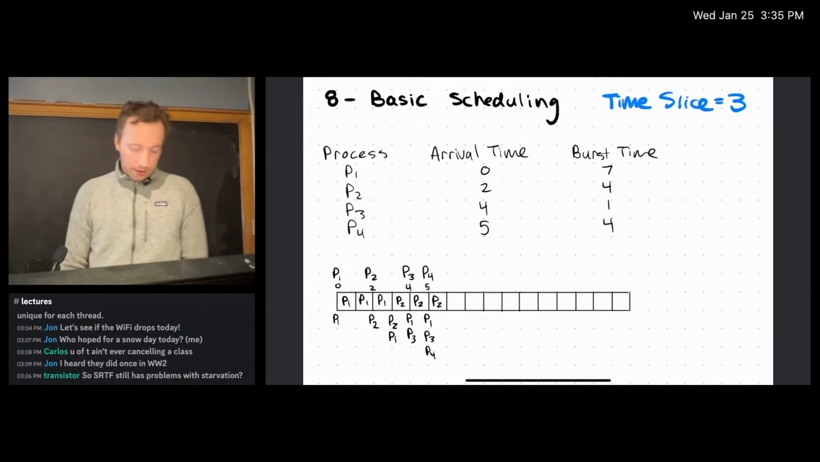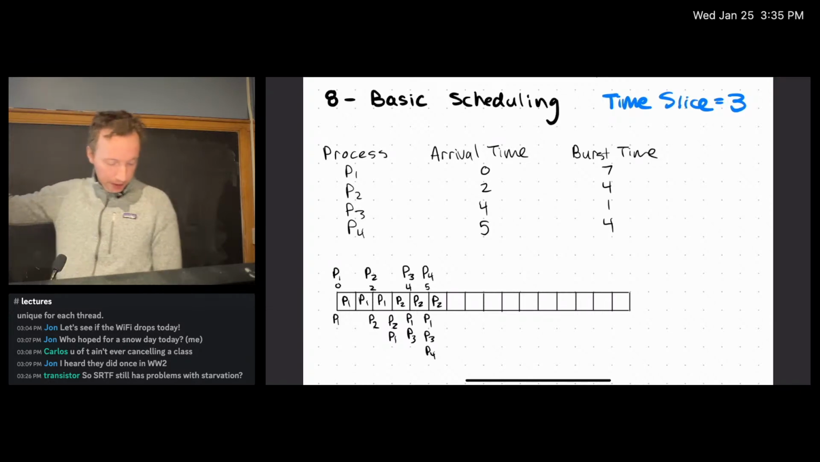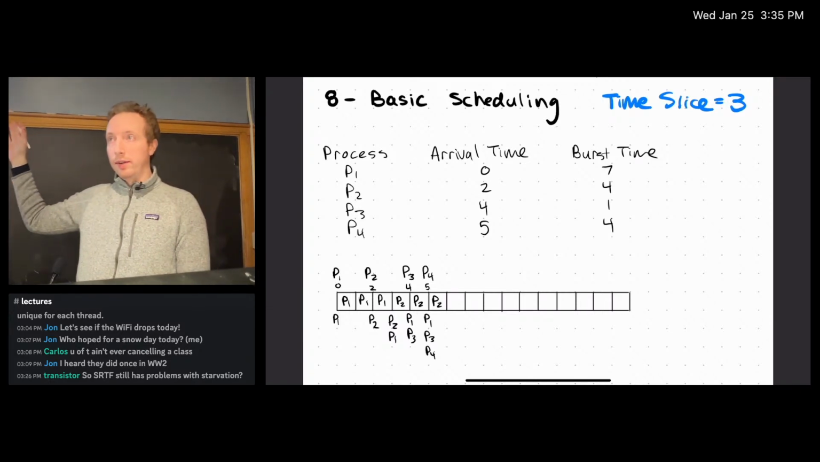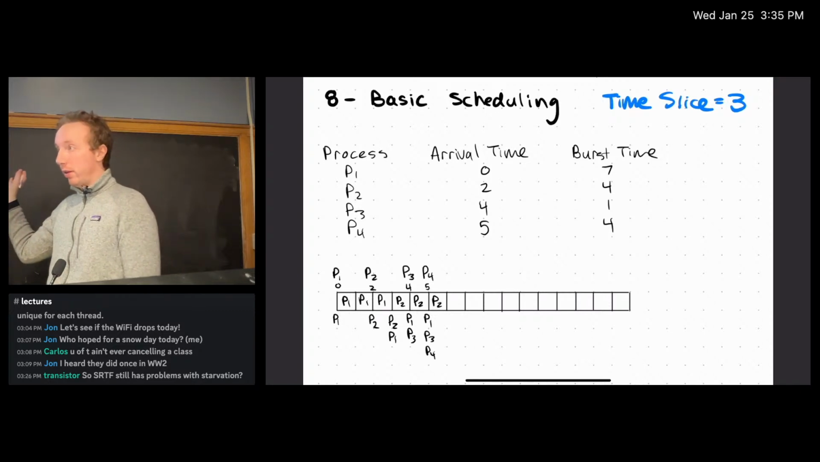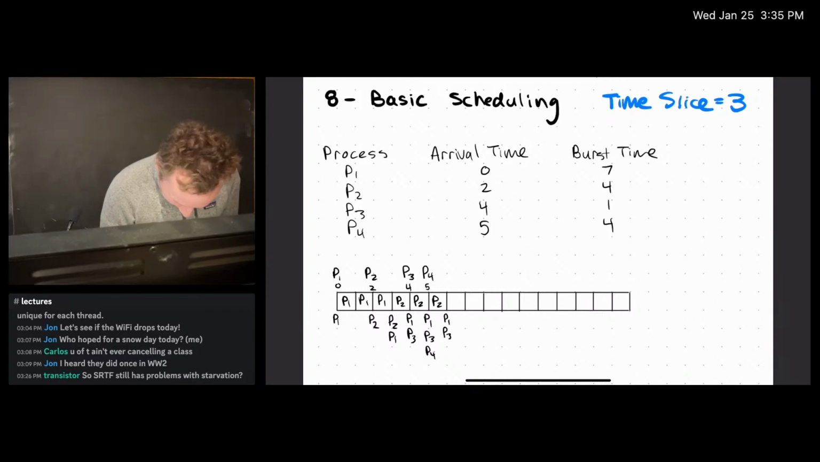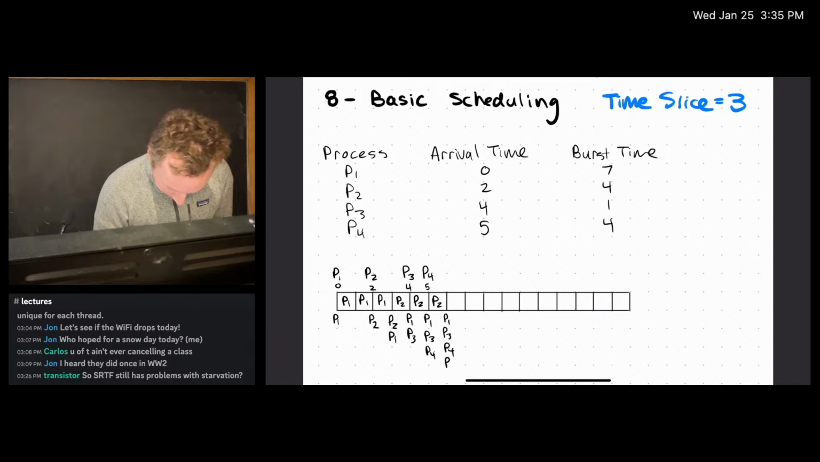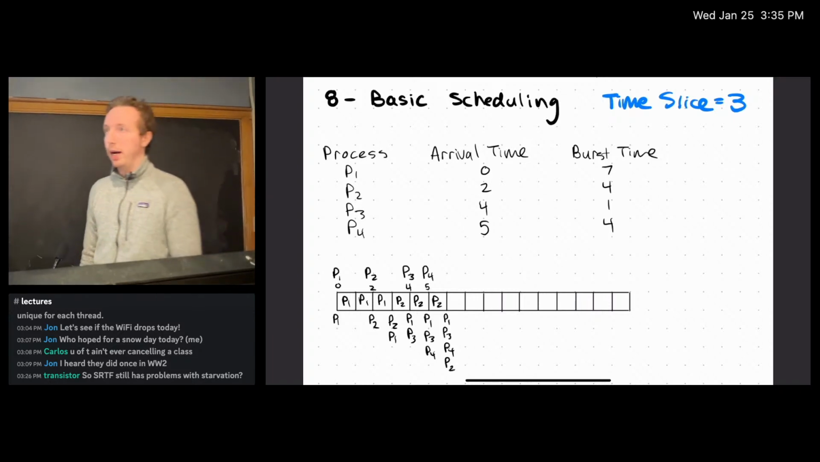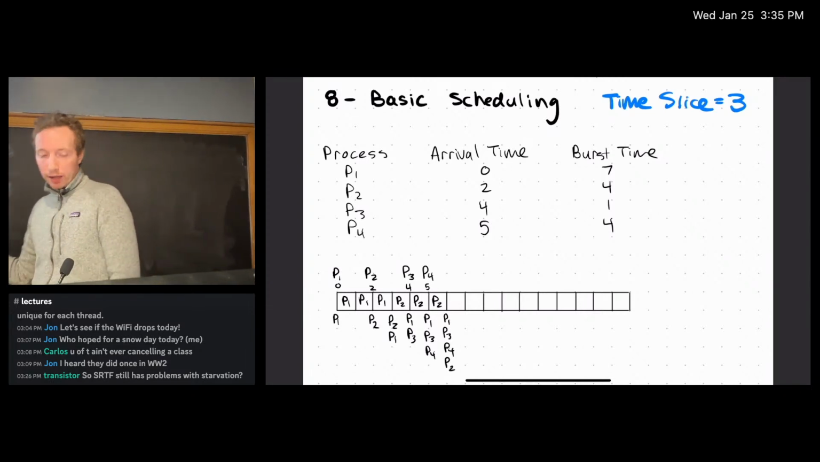So then we go to time 6. That's when P2 is done executing. It still has some more time it would like to execute, so it just gets added to the back of the queue. So now our queue looks like P1, P3, P4, then P2, which got kicked off at the back. So now we have everything in our queue. We just take it off in order.